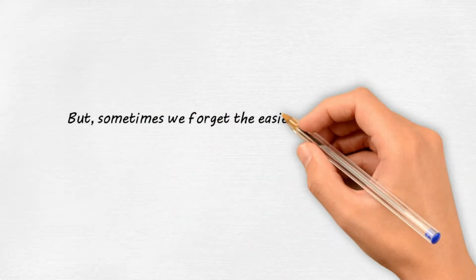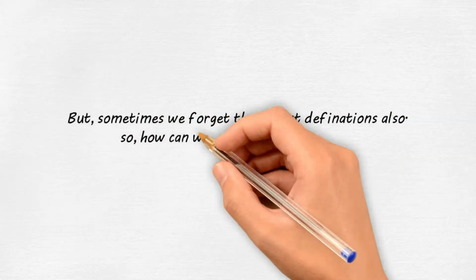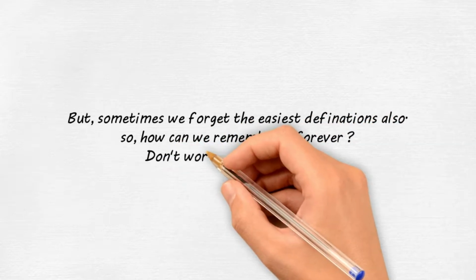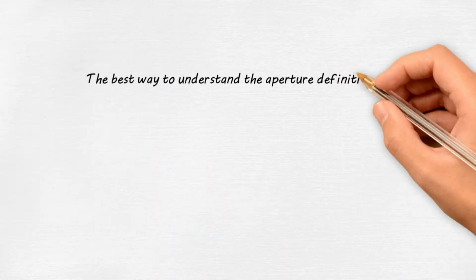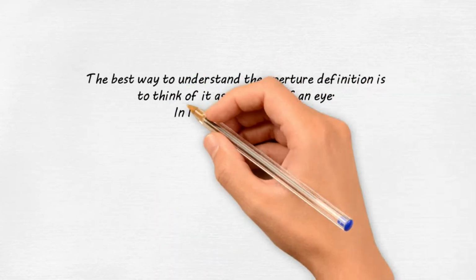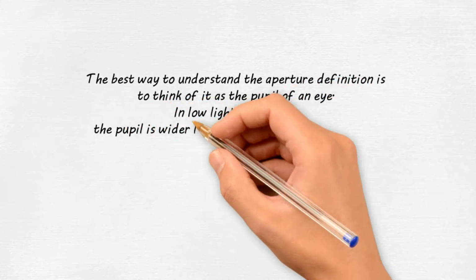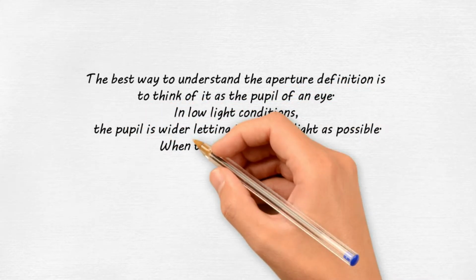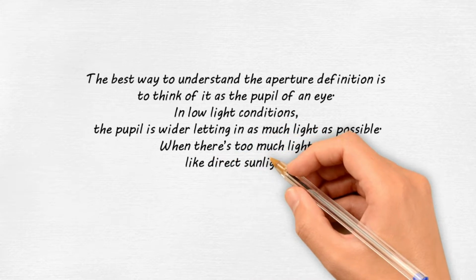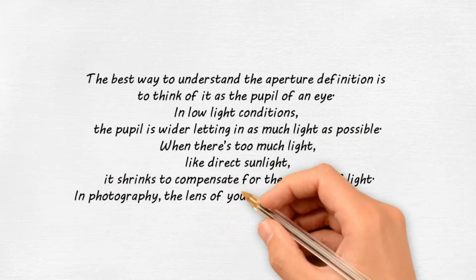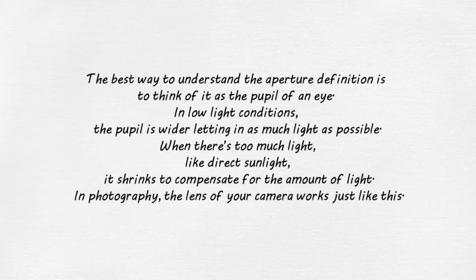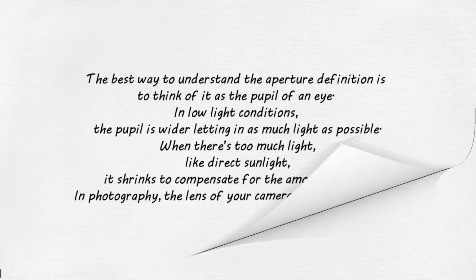But sometimes we forget the easiest definitions also. How can we remember it forever? Don't worry about that at all. The best way to understand the aperture definition is to think of it as the pupil of an eye. In low light conditions, the pupil is wider, letting in as much light as possible. When there's too much light, like direct sunlight, it shrinks to compensate for the amount of light. In photography, the lens of your camera works just like this.